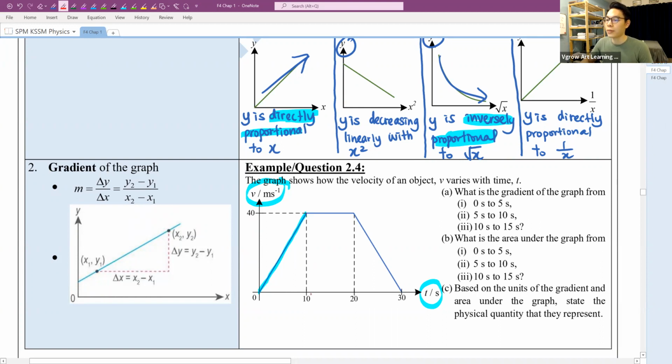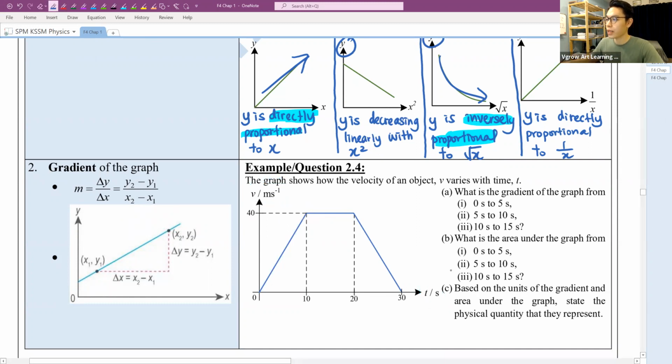And then after that, from 10 to 20 seconds, the speed remains the same. That means imagine you're driving and then you remain at 40 meters per second. You never increase the speed, you never reduce the speed. You remain at the same speed for 10 seconds. And then after that, the speed is slowly reduced. So this is how we read the graph roughly.